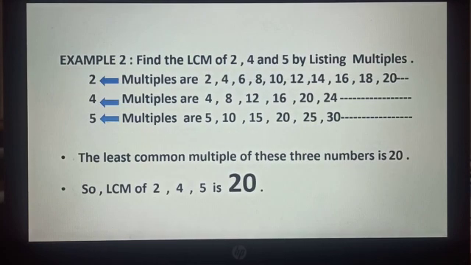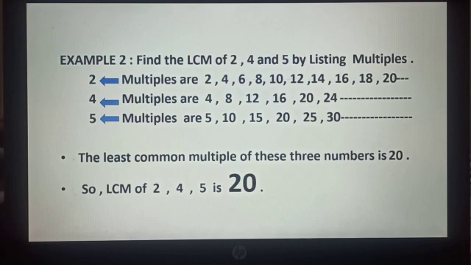We will discuss another example. Find the LCM of 2, 4 and 5 by listing multiples. Multiples of 2 are 2, 4, 6, 8, 10, 12, 14, 16, 18, 20 and so on.